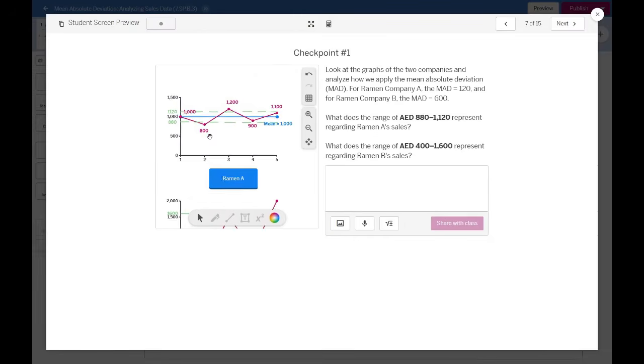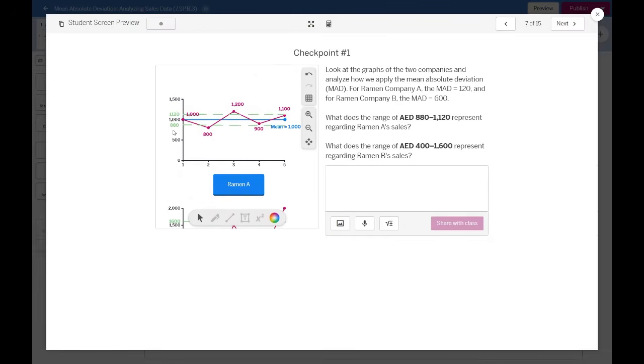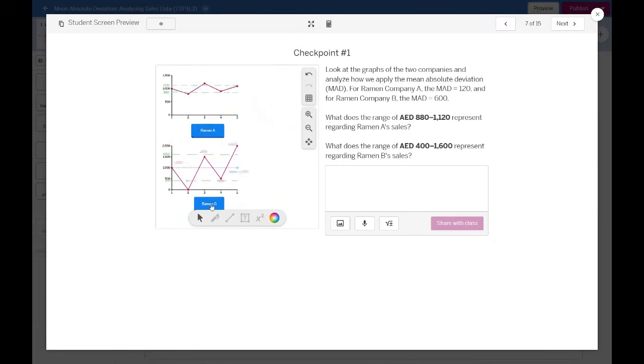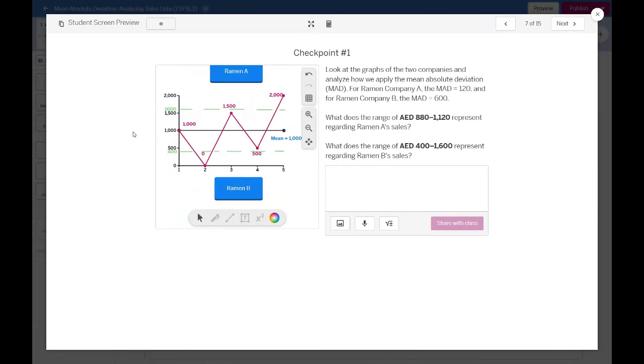Here we can see that in Ramen A, we have a range of deviation from 880 to 1,120, applying the MAD of 120 for Ramen A and 600 for Ramen B. So for Ramen B, we have a range of deviation of 400 to 1,600. How did we apply the 120 and 600? We just add and subtract the deviation, or the MAD, to the mean. So we have the mean minus and plus the MAD to get that range of deviation.